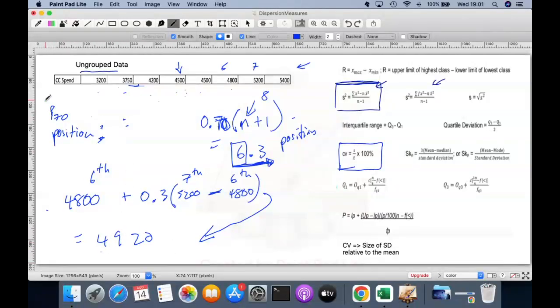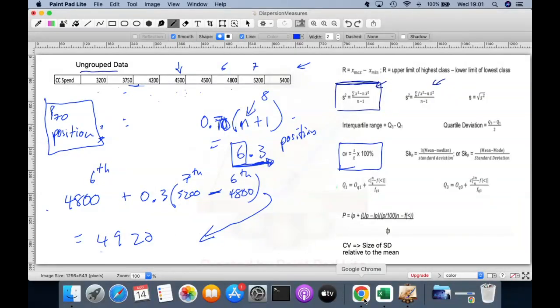So what we're saying here is, remember, we worked out the 70th percentile. So we're saying that 70% of the population spend less than 4,920. Make sure you write that interpretation out. You get marked for that, so it's important that you understand how to interpret it. So I'll repeat that. We're saying 70% of the sample spends less than 4,920 rands per month.